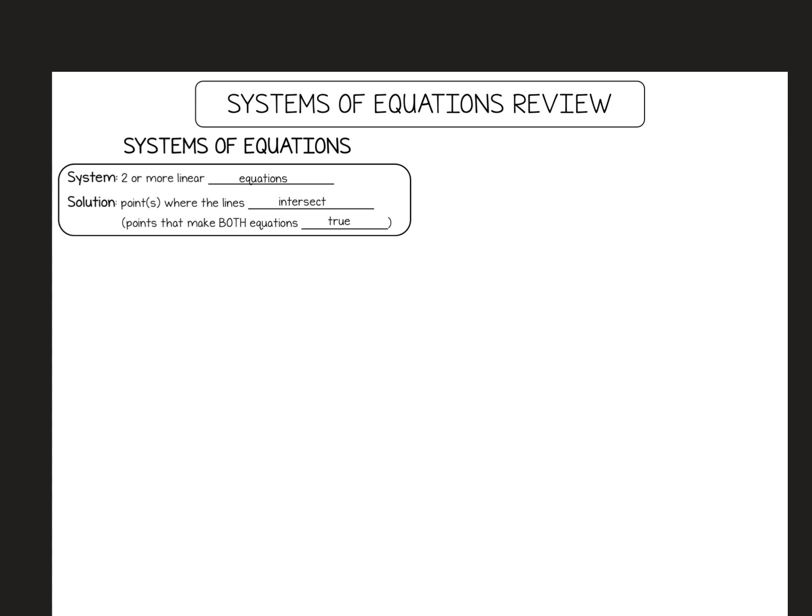So what is a system of equations? Well, a system of equations is two or more linear equations. Their solution is the point or points where the lines intersect, also known as the points that make both equations true. Let's look at an example of a system of equations.